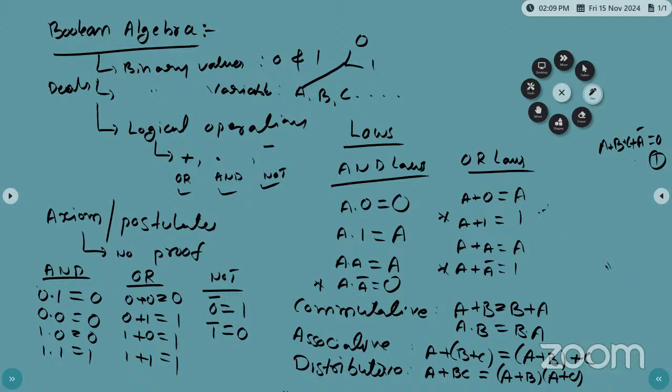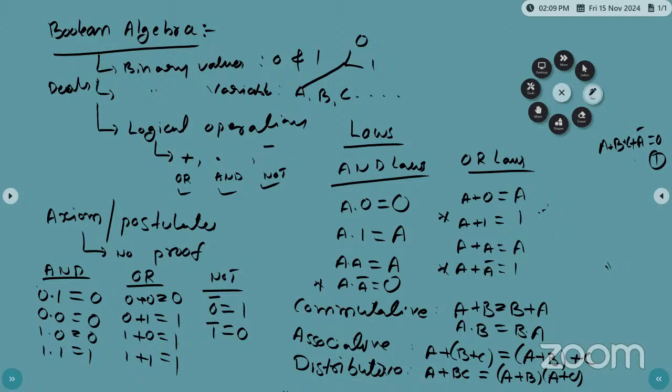A plus BC. Tell me, what do you get? Is this correct or wrong? Wrong. Okay. Now I will take the RHS. What is RHS? I am saying this one is the distributive law.